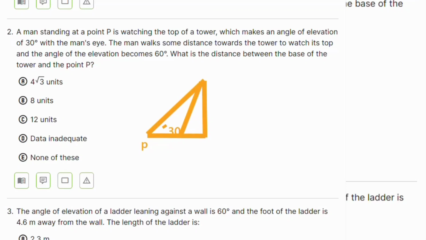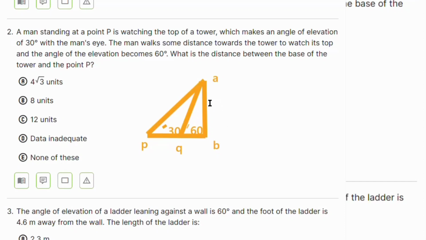So here it makes 60 degrees. Okay, and we will take this point as Q, and we will take this as A, and this as B. Next, what is the distance between the base of the tower and the point P? We have to find the distance from the point P to the base. We have to find out this PB distance here.